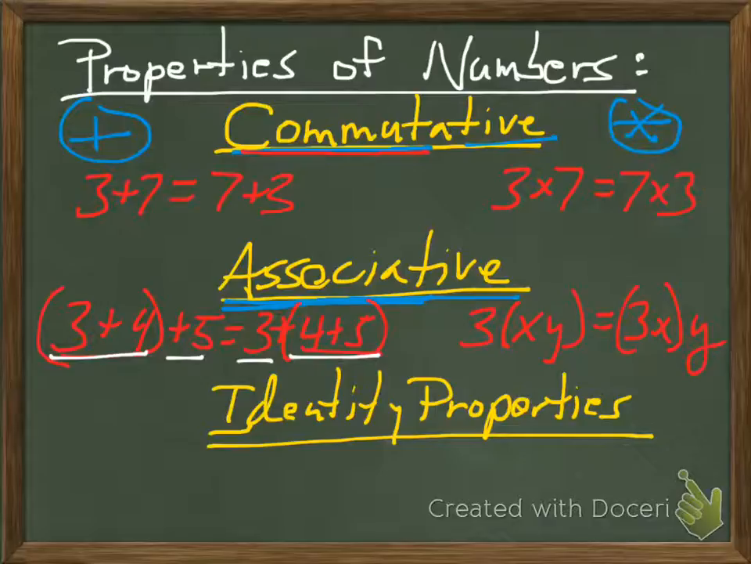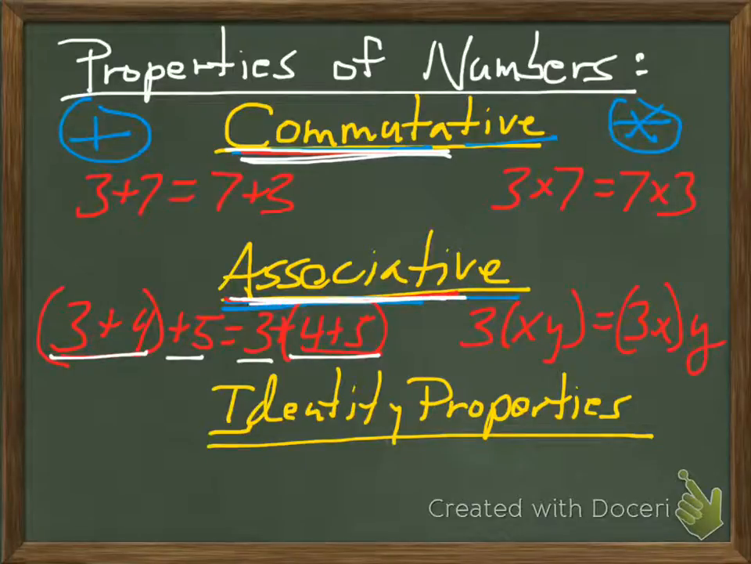So again, think about the root word, associate, and that'll help you remember that what we're doing is regrouping. We're just regrouping which numbers are associating with each other. But the ultimate sum, when we're dealing with addition, or the ultimate product will be the same. So again, remember the root words: commute, back and forth, either direction doesn't matter.